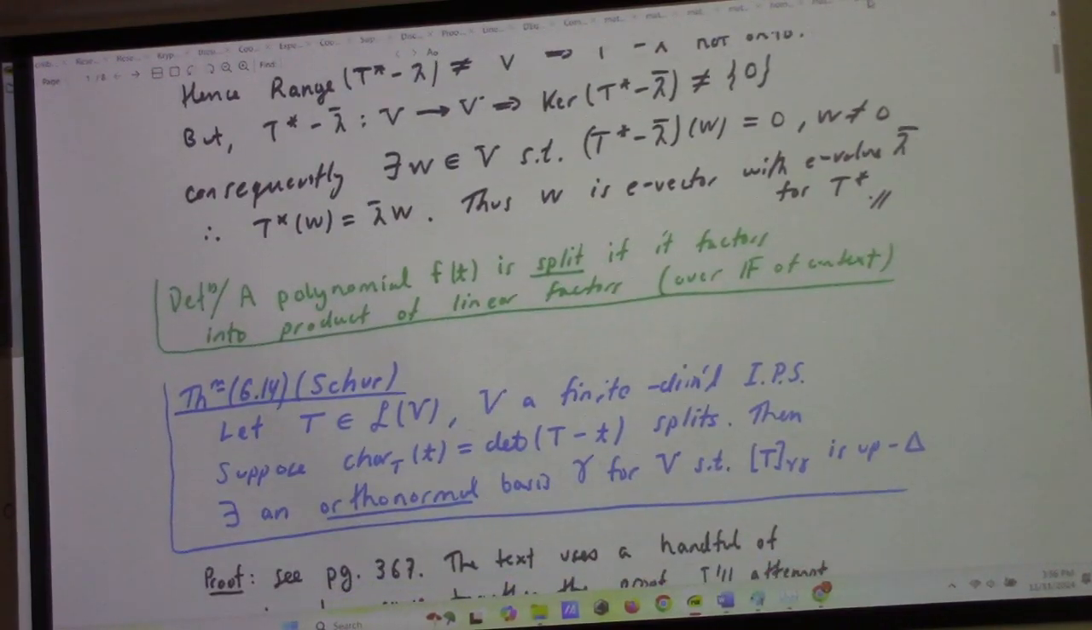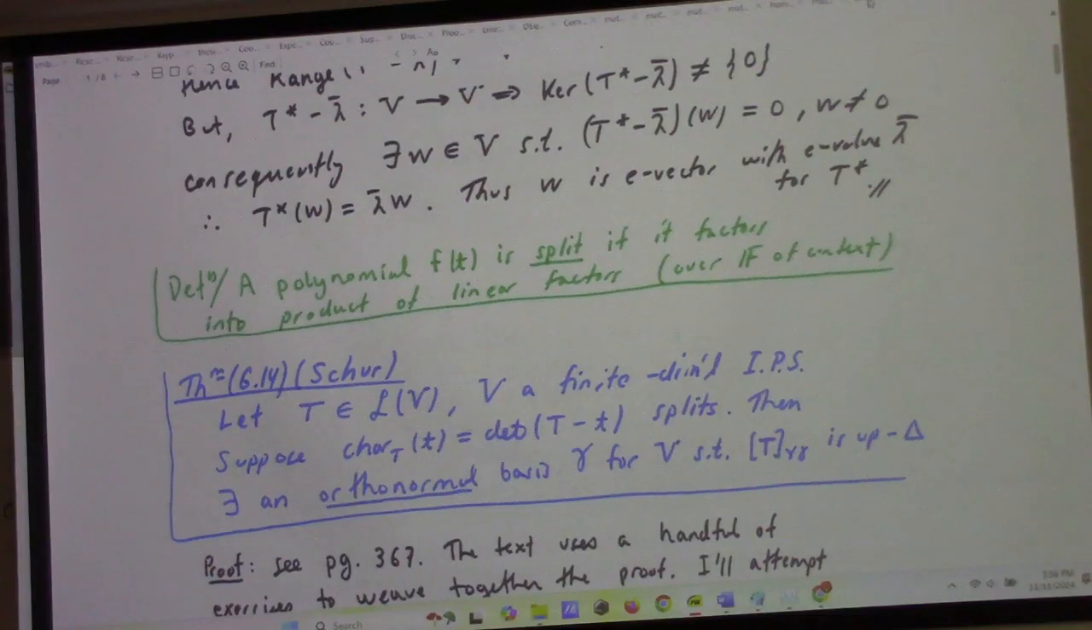Moving on. A polynomial is split if it factors into a product of linear factors. There's a theorem by Schur which says that if you have a linear transformation on a finite dimensional inner product space and the characteristic polynomial splits, then there exists an orthonormal basis gamma such that the matrix with respect to this orthonormal basis is upper triangular.